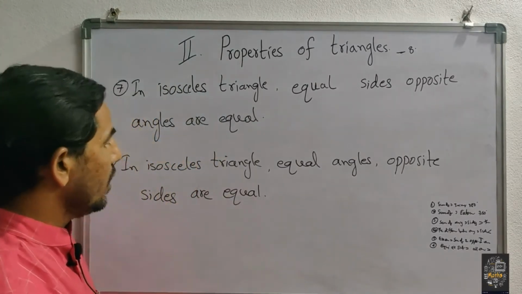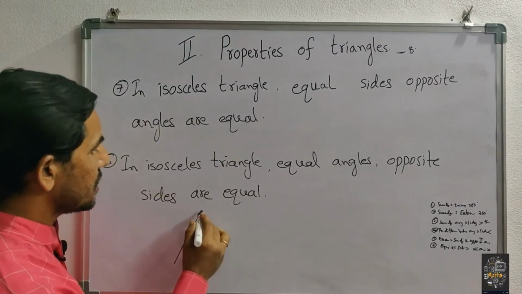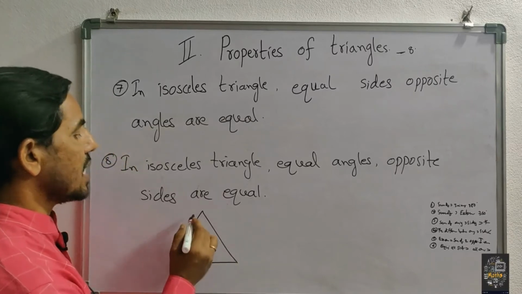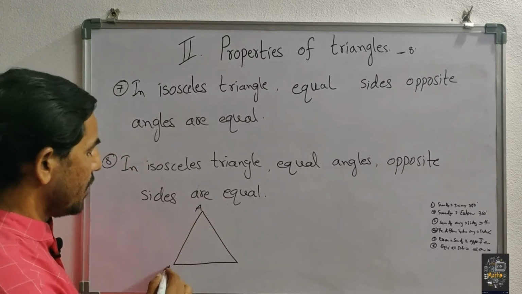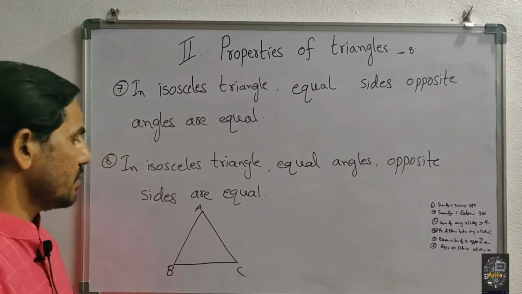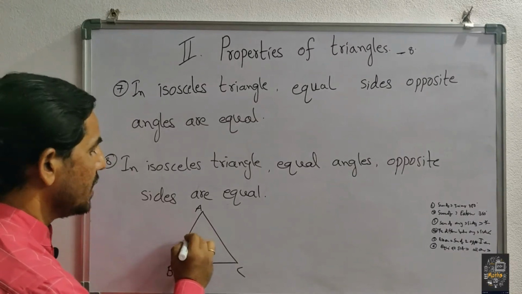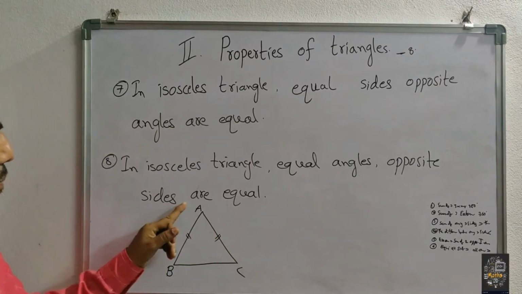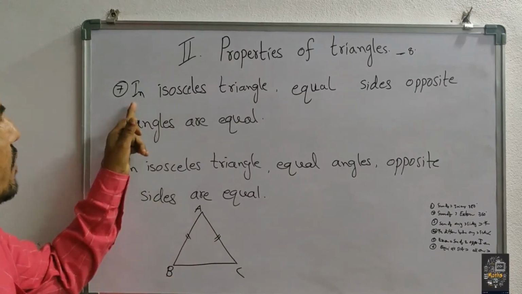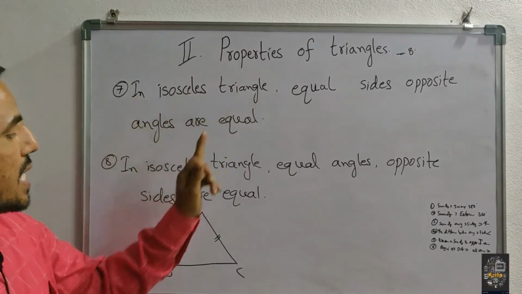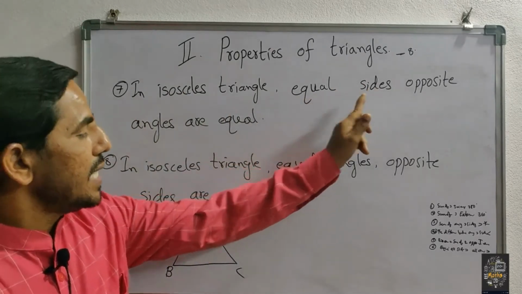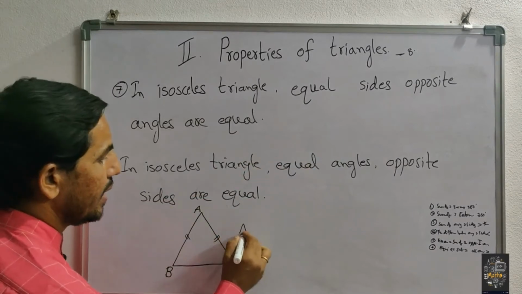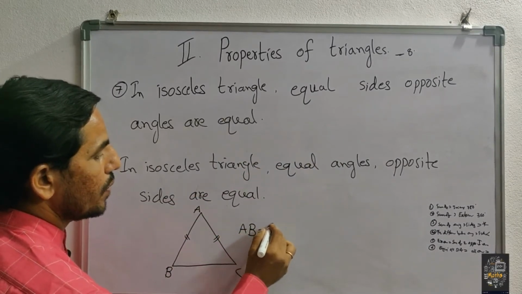First I will take isosceles triangle. Isosceles triangle means any two sides are equal. This is point A, point B, point C. So here AB side is equal to AC side. In isosceles triangle the equal sides here are AB is equal to AC.